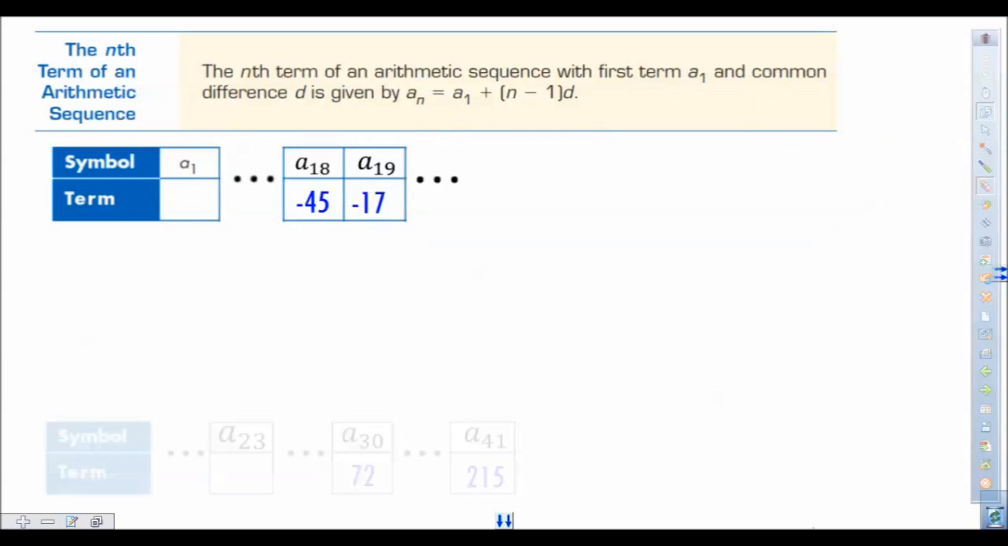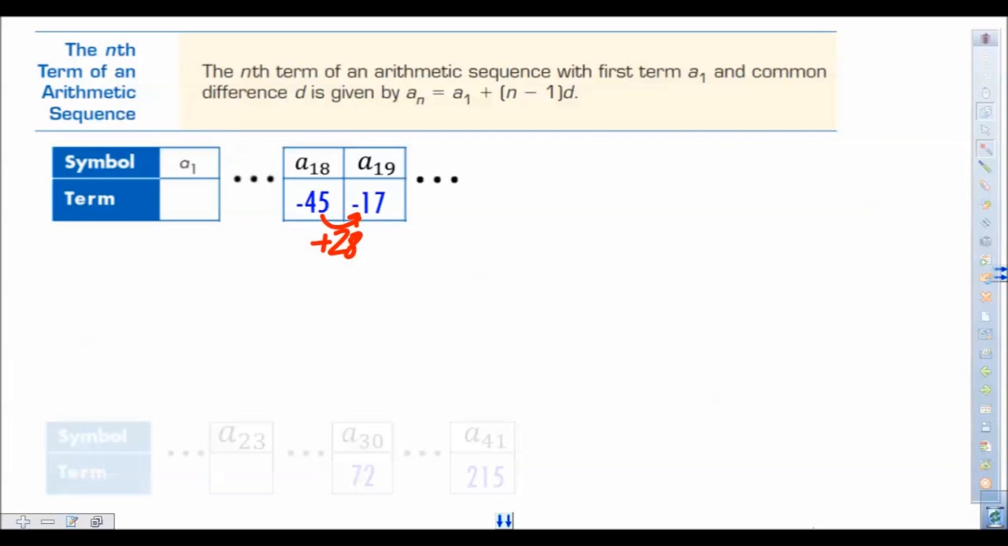So this particular example is asking us to figure out what the first term was, and all we have to work with here is that the 18th term is -45 and the 19th term is -17. To find that first term, recognize that we could use the 18th and the 19th term to figure out what the common difference is.